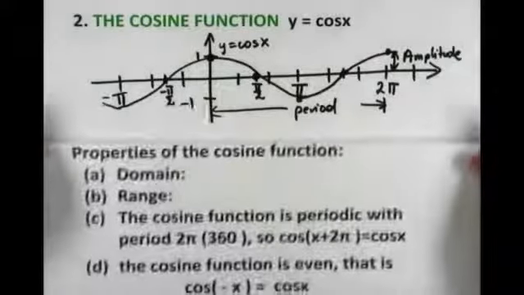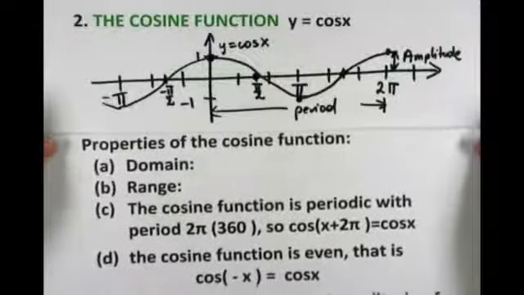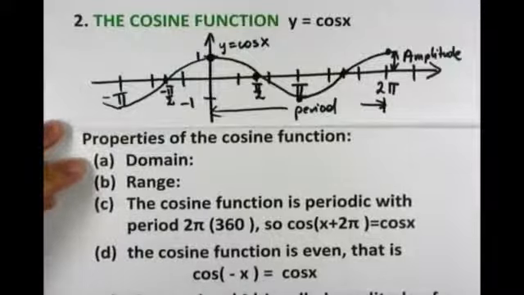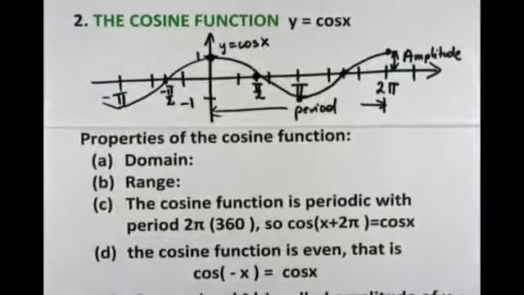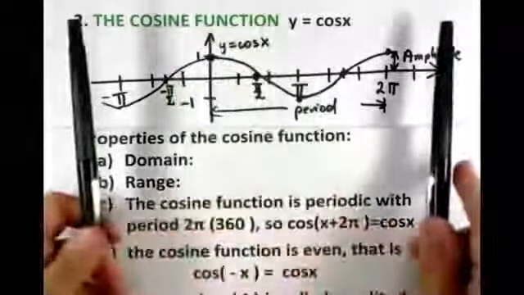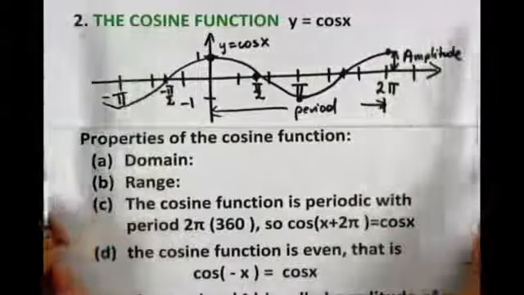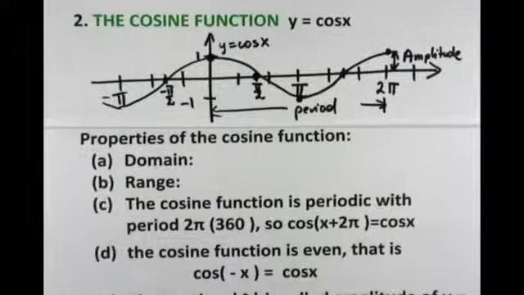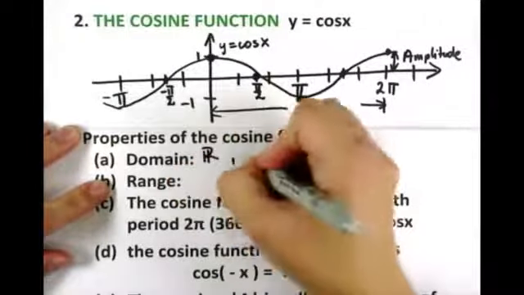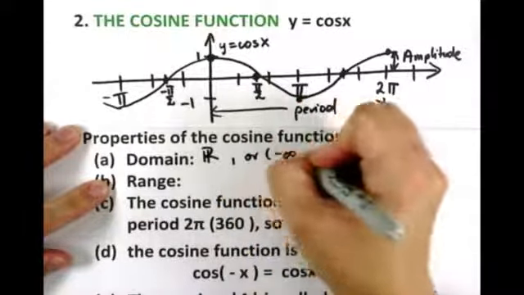And then we have properties of the sine cosine function. We have properties of the cosine function. Domain is the window on the x-axis where my function is. The function keeps going, my window keeps opening. So domain is all real numbers, or you can say from minus infinity to infinity.